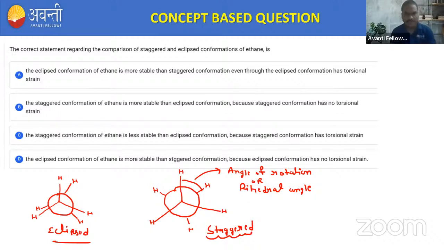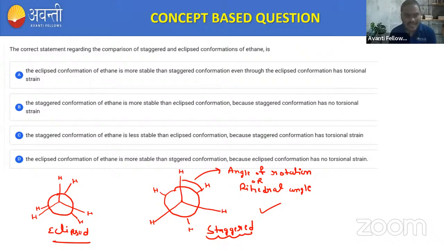Now carefully read the options. Option A says that in the eclipsed conformation, ethane is more stable. We can't say the eclipsed form is more stable, because here the angle is very small. Here the angle is more, so the staggered form is much more stable. In option B, the staggered conformation of ethane is more stable than the eclipsed form because the staggered conformation has no torsional strain. This is absolutely correct, because here the angle is larger. If the angle is larger, there is no torsional strain.